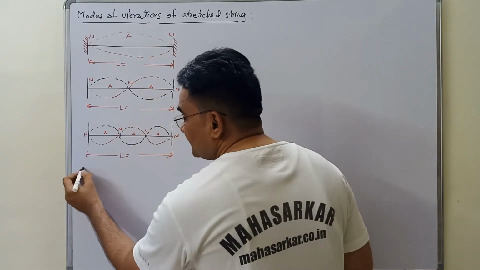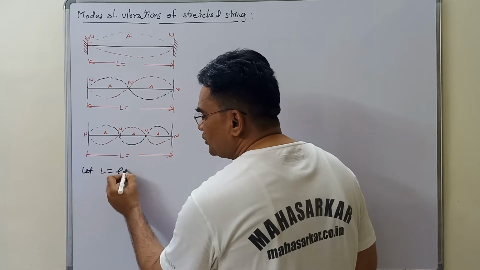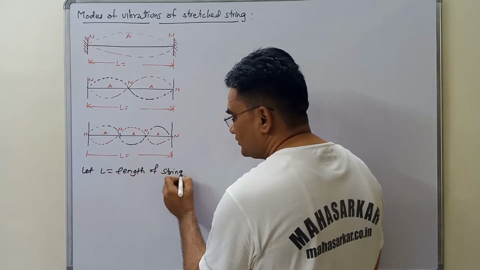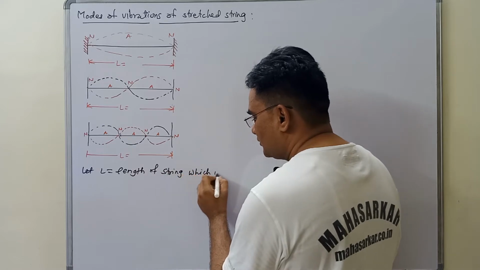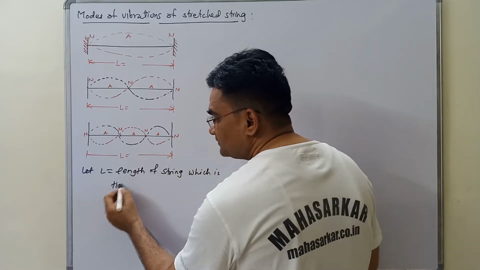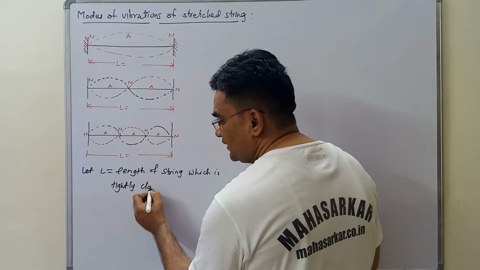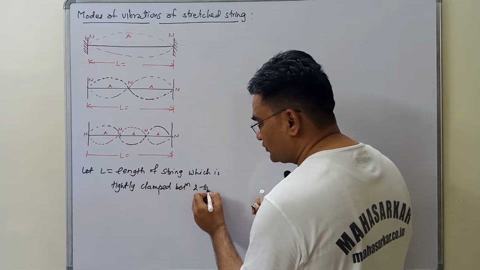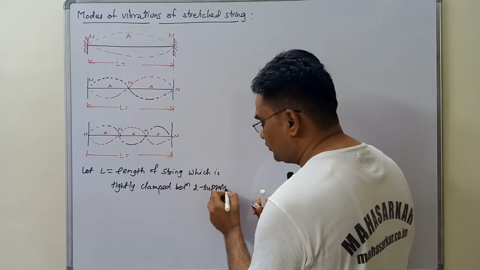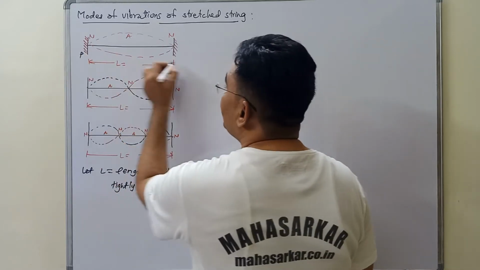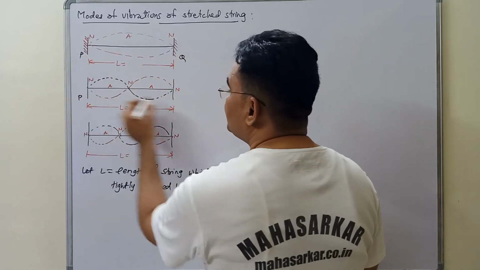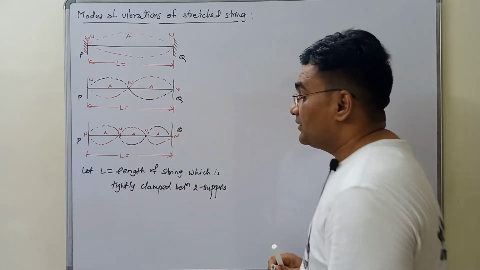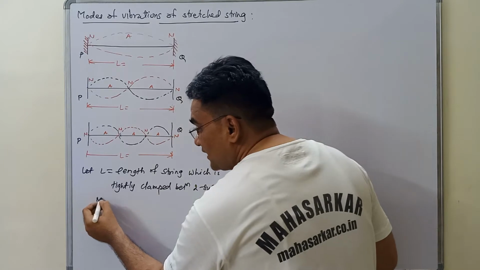So consider one string. Let L be the length of the string, which is tightly clamped between two supports, say P and Q. Here also, and here also. Okay. Now let M be the mass of the string.